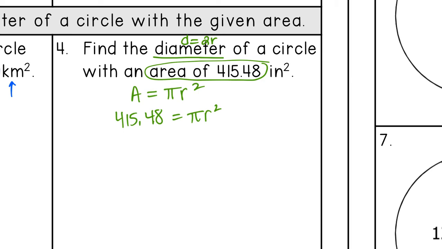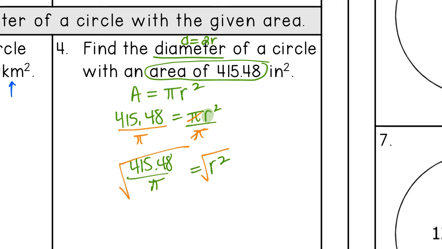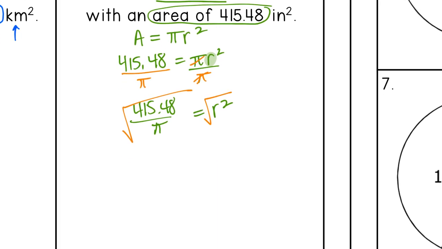Okay, so now, just like we did before, we want r to be by itself. So we're going to divide by pi, and that'll cancel from the right. So 415.48 over pi is equal to r squared. To get r alone, we're going to square root. And I get that r is equal to the square root of 415.48 over pi.